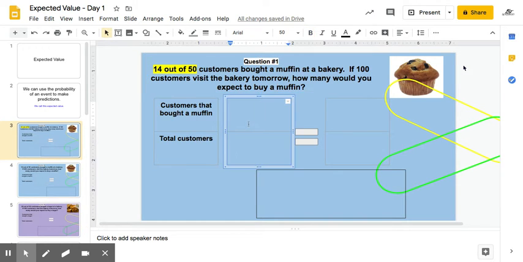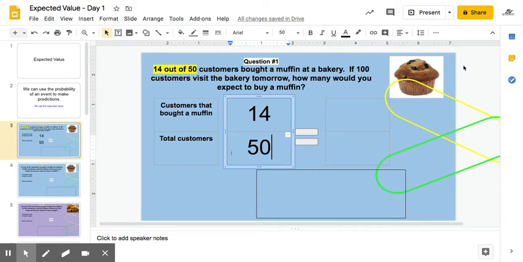So I'm going to fill in my first fraction here, my first probability. Again, my numerator is the customers that bought a muffin. Well, I know 14 of those customers bought a muffin. So 14 is going to go in my numerator. Again, your denominator is always your total. In this case, it's total customers. There were a total of 50 customers in the bakery on that day. So 50 is going to go in my denominator.